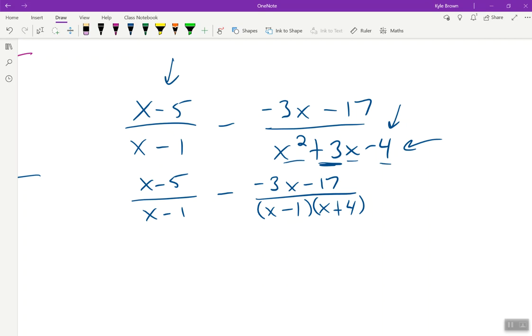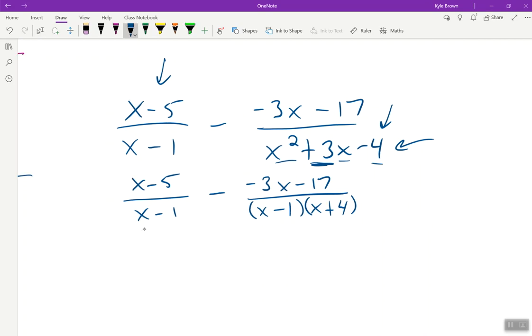Okay? So there we go. Now, that worked out nice, right? Because I can see I've got x minus 1 and x minus 1 already. That's common to both. So all that needs to be added here, right, to get my common denominator is going to be x plus 4 on this side. And they both get an x plus 4.